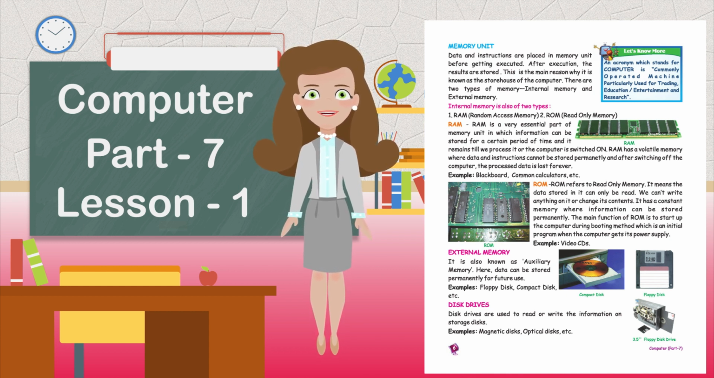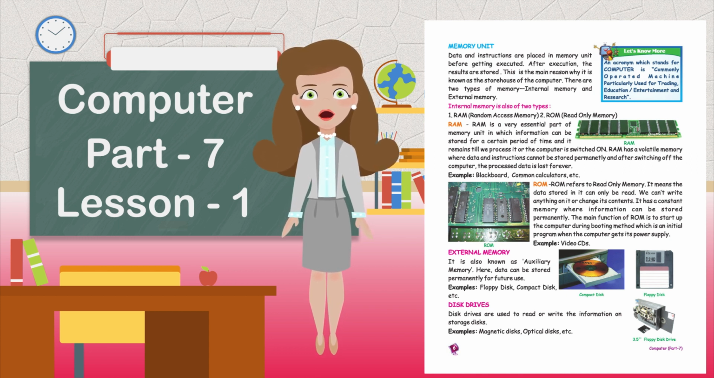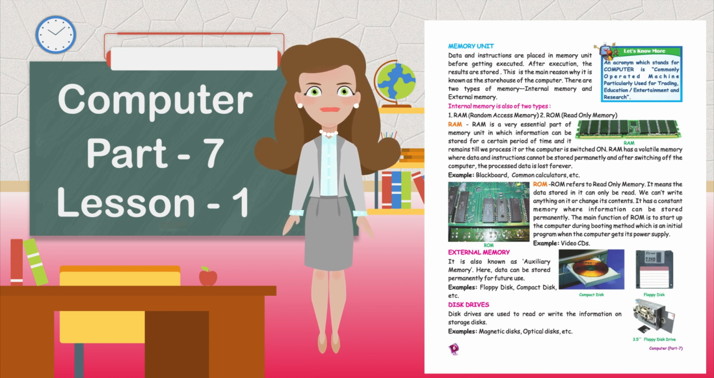External memory. It is also known as auxiliary memory. Here, data can be stored permanently for future use. Examples, floppy disk, compact disk, etc. Disk drives. Disk drives are used to read or write the information on storage disks. Examples, magnetic disk, optical disk, etc.